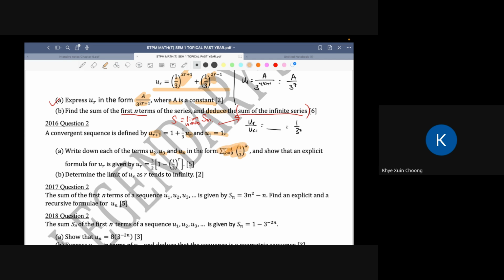Then what does this mean? It just means that you write the formula in terms of the power of 1 over 3. Summation of 1 over 3 power k. It means that the form should be something like this: 1 over 3 power 0 plus 1 over 3 power 1 plus 1 over 3 power 2. He wants you to express it in something like this. So if you try to add, you manage to get something like this.